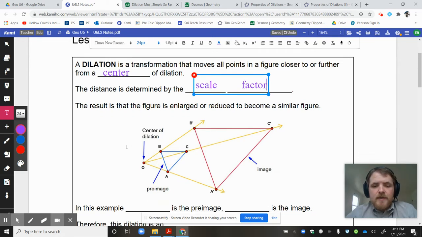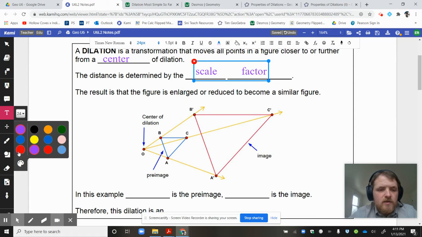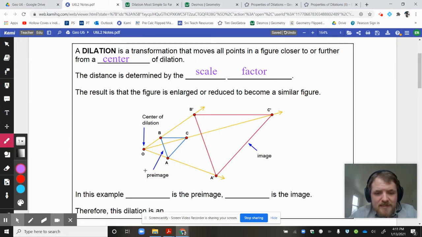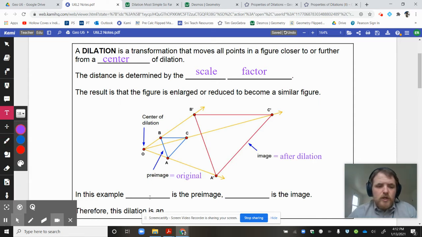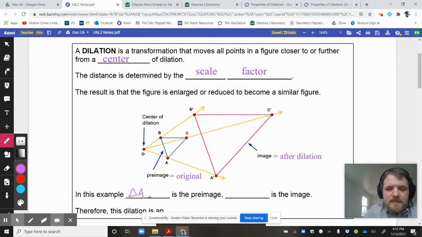Okay, here's a little diagram right here. We use the word pre-image in the past as like the original, and then the image as the new thing. Again, pre-image just means the original, and image just means the new after the dilation. So if we're looking at specific triangles here, and I want to name the pre-image, that would be triangle, I'll just call it ABC, triangle ABC.